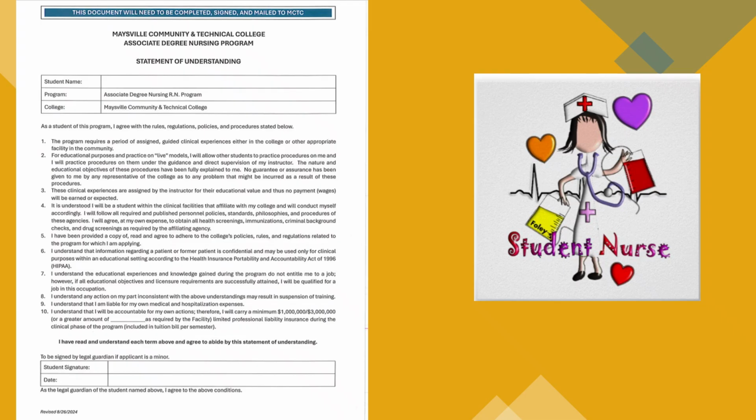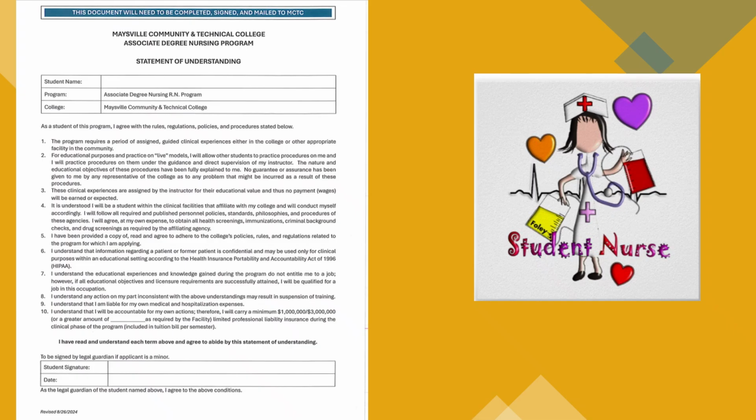These clinical experiences are assigned by the instructor for their educational value, and thus no payments or wages will be earned or expected. It is understood I will be a student within the clinical facilities that affiliate with my college and will conduct myself accordingly. I will follow all required and published personnel policies, standards, philosophy, and procedures of these agencies. I will agree at my own expense to obtain all health screenings, immunizations, criminal background checks, and drug screenings as required by the affiliating agency.